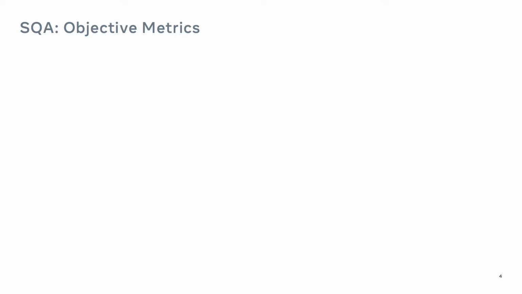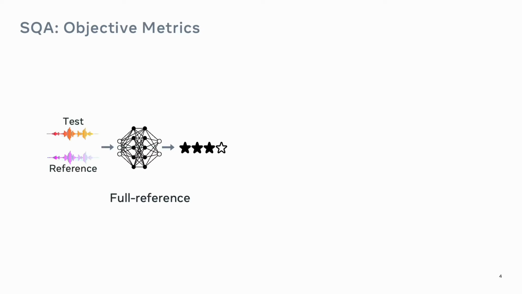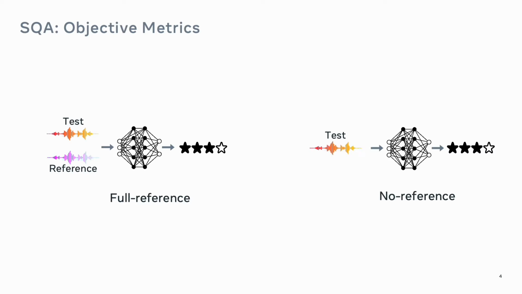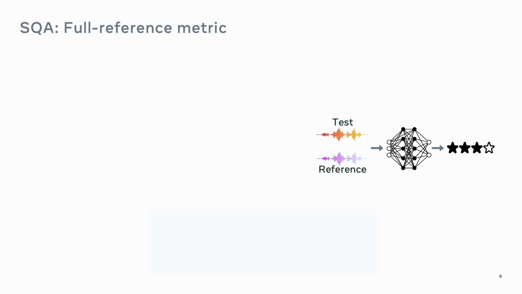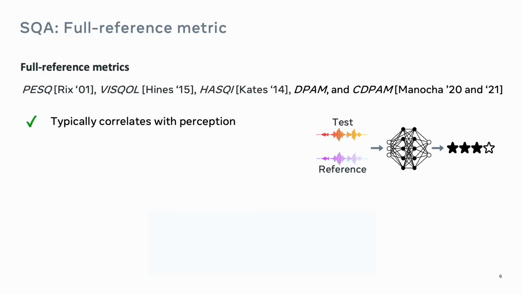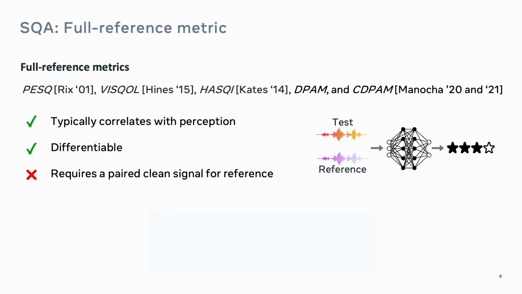Objective metrics can be grouped into two categories: full reference metrics and no reference metrics. Full reference metrics typically correlate well with human perception and may also be differentiable, but the requirement of a paired clean reference limits its applicability to real-world scenarios where the paired clean reference may not always be available. Moreover, since these similarity metrics estimate the distortion with respect to a reference, they can sometimes fail to reflect absolute quality.